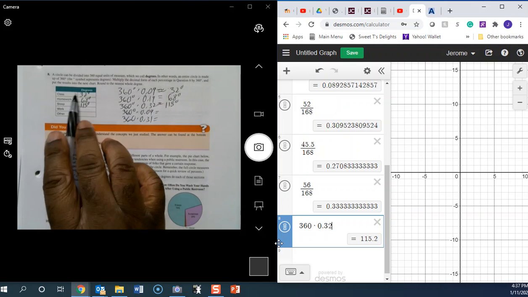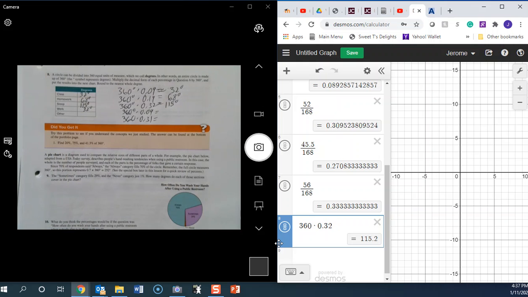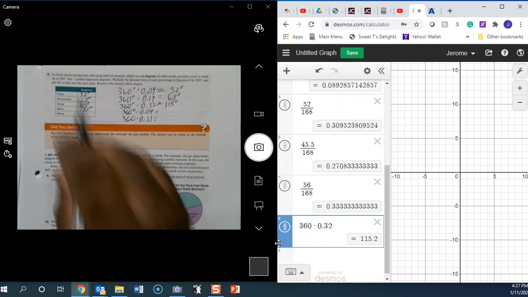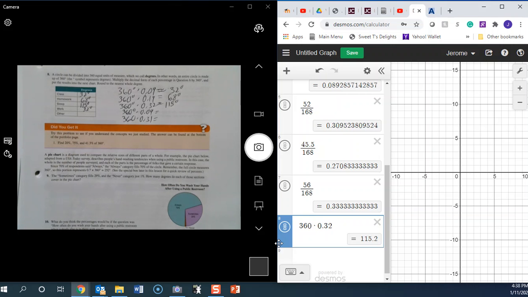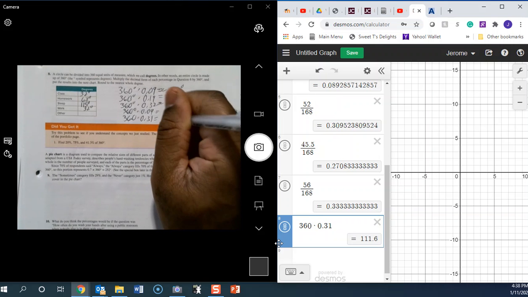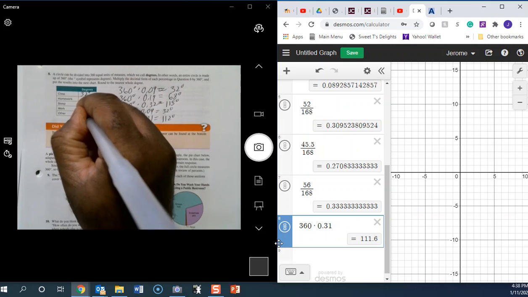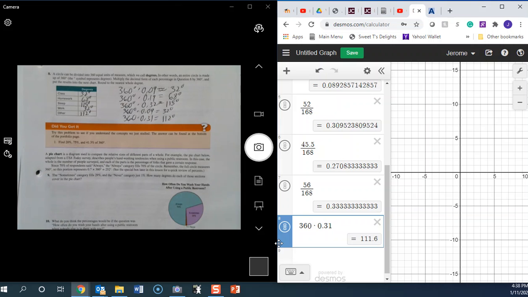And then we know class and work is the same amount, so it'd be 32 degrees. And then finally, for other, we change that 32 to a 31. So that'll be approximately 112 degrees. And that's how you would solve for the degrees.